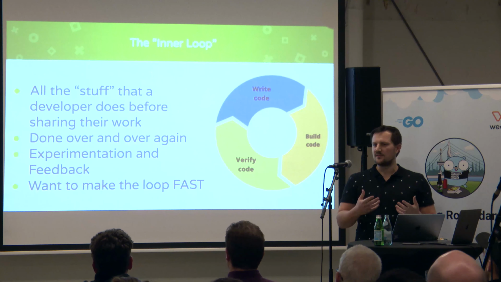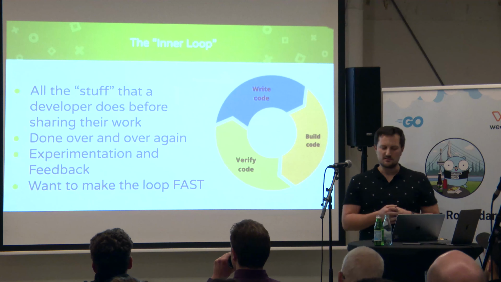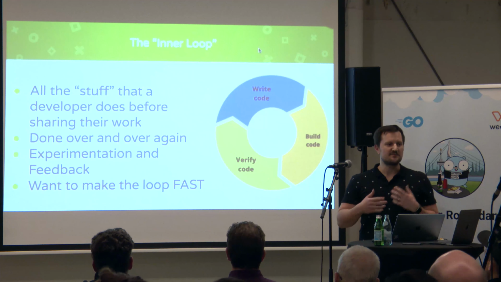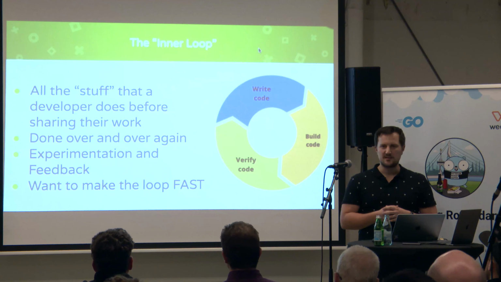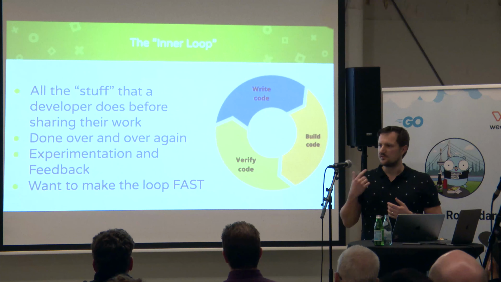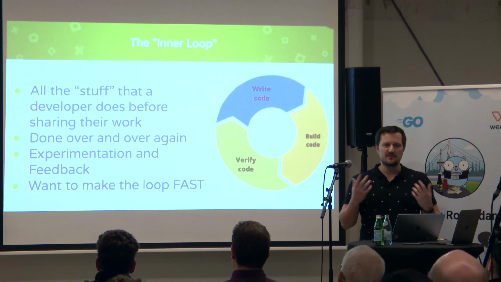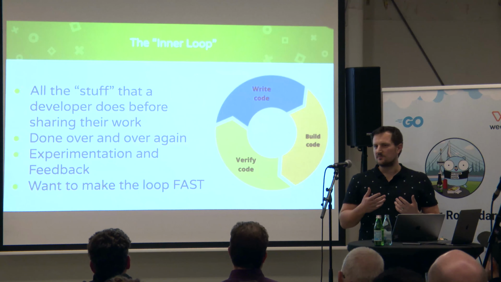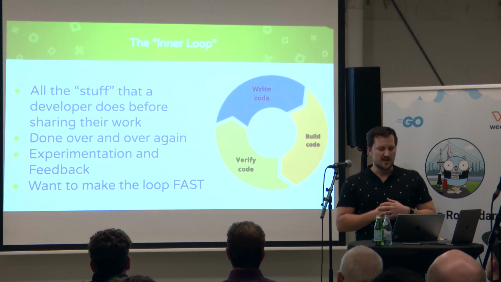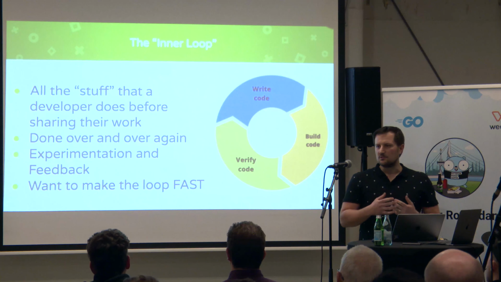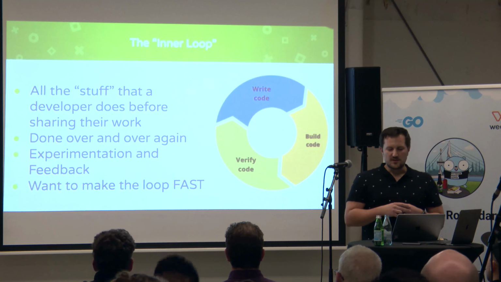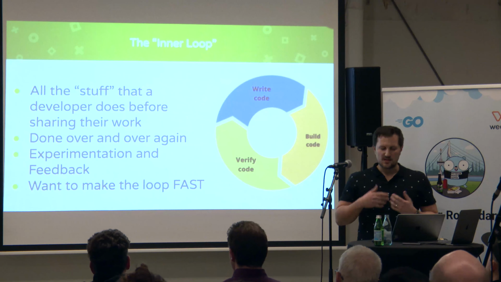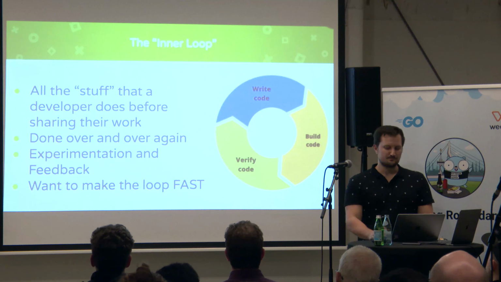Pretty much it's all the stuff they're doing before they share their code with the rest of the world. So they're writing code, they're doing a build, they're getting feedback to see what's happening with the feature that they're building, and they're doing this process over and over and over again, like thousands of times before they do a commit or push their code to the rest of the world. And this cycle is just about experimentation and then feedback. And we want to be making this loop as fast as possible. We also want to focus on the quality of the feedback that they're getting. So our job is to make this loop as quick as possible.